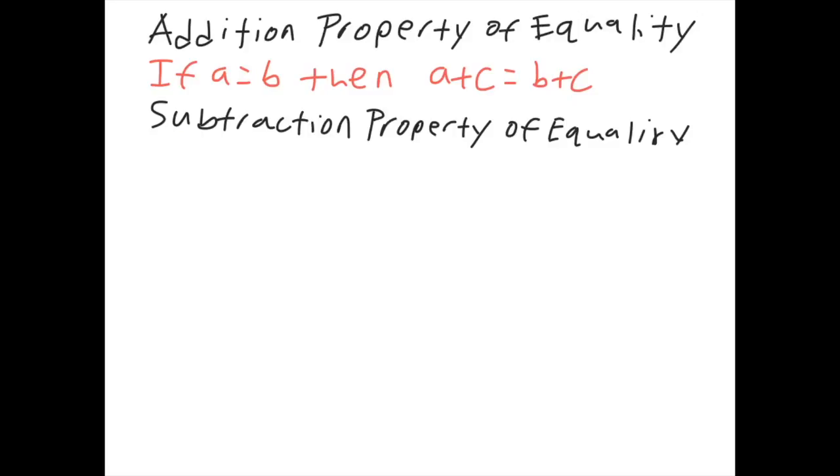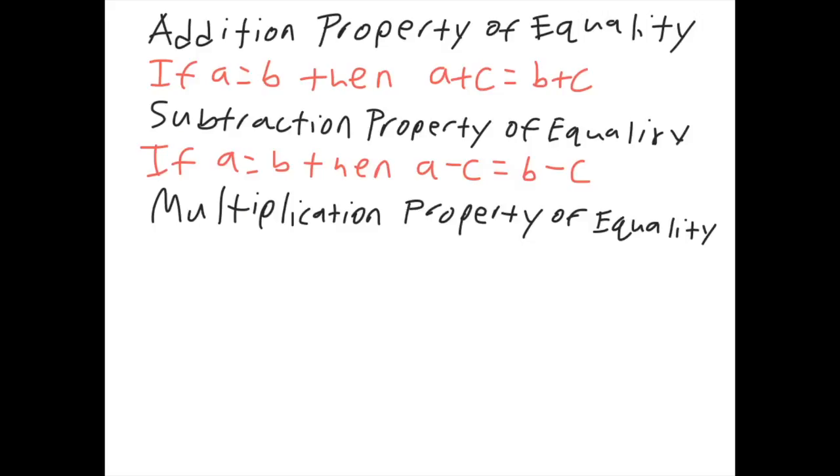The subtraction property of equality says if A equals B, then A minus C is equal to B minus C. So again, if A and B are equal, then subtracting the same number will still keep them equal. The multiplication property of equality says if A equals B, then A times C is equal to B times C.